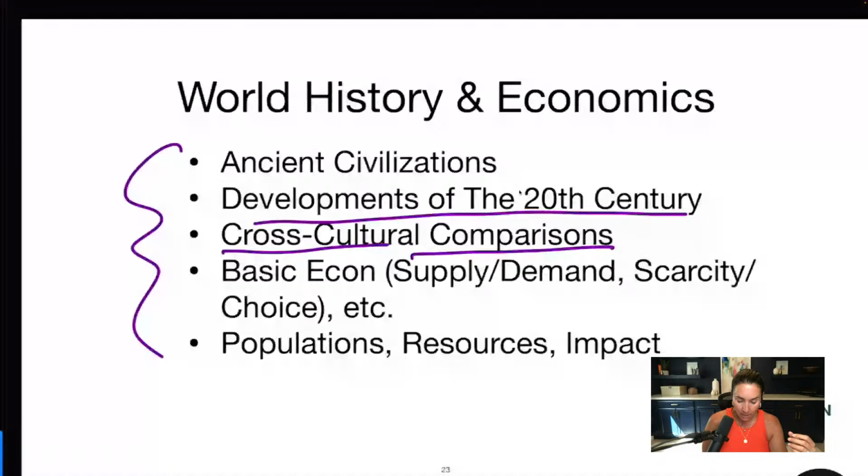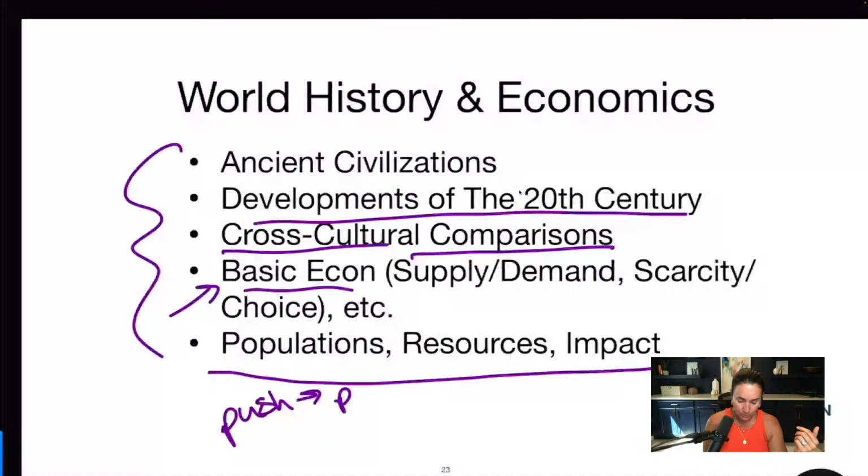Then we're going to get into economics. We said this before, basic econ, supply and demand, scarcity, choice, opportunity costs, things like that. Push-pull factors, why people emigrate and immigrate to other countries. And then, of course, populations, resources, and impact. That has a lot to do with the push-pull factors. Why do people leave and why do people come? Typically, economics and a better life.